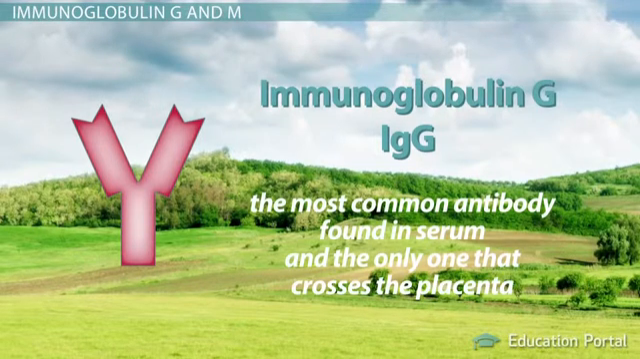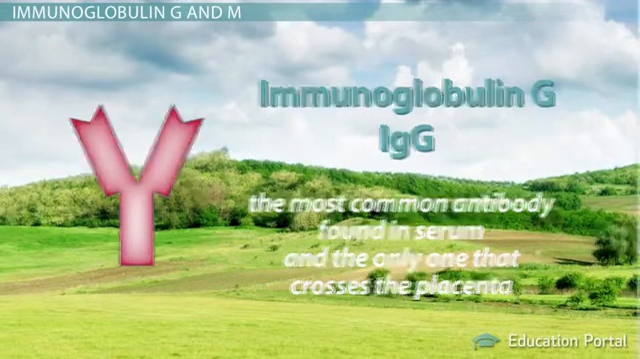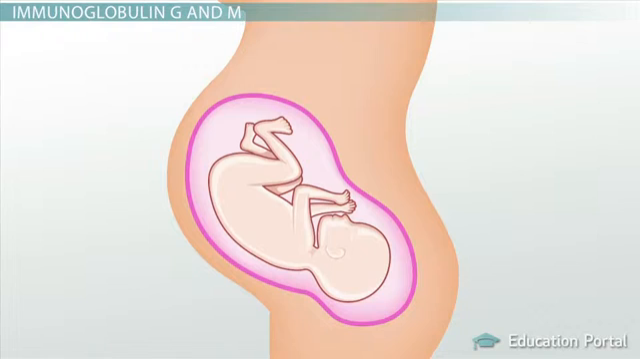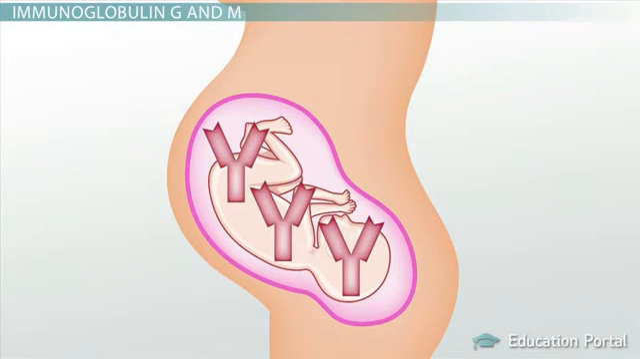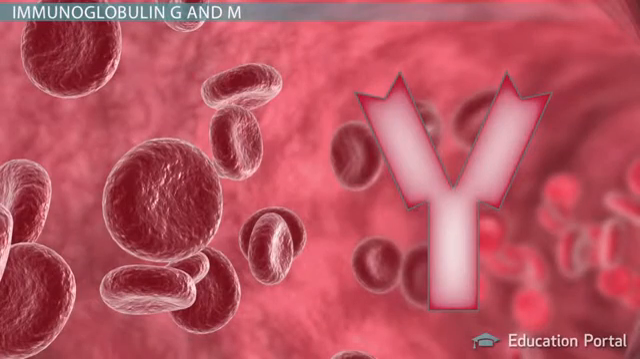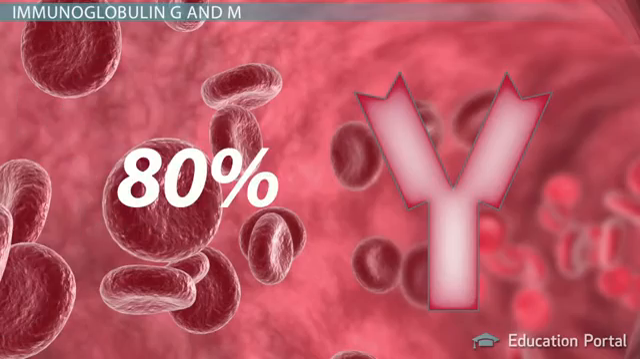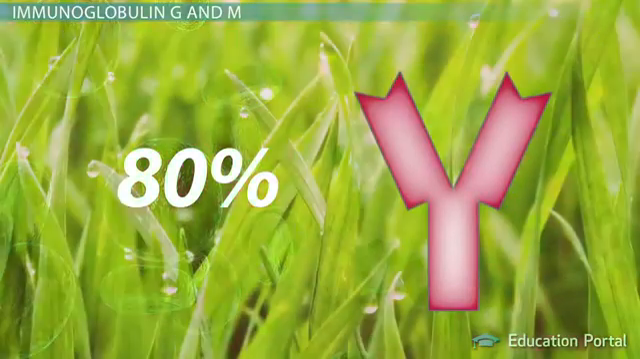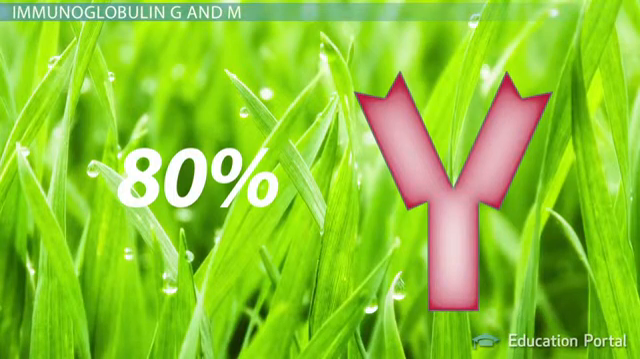IgG is the most common antibody found in serum and the only one that crosses the placenta. This means that the only antibody class or isotype found in fetal circulation is IgG. In addition, IgG makes up about 80% of all of the antibodies found in serum. Like grass, it's pretty darn common.